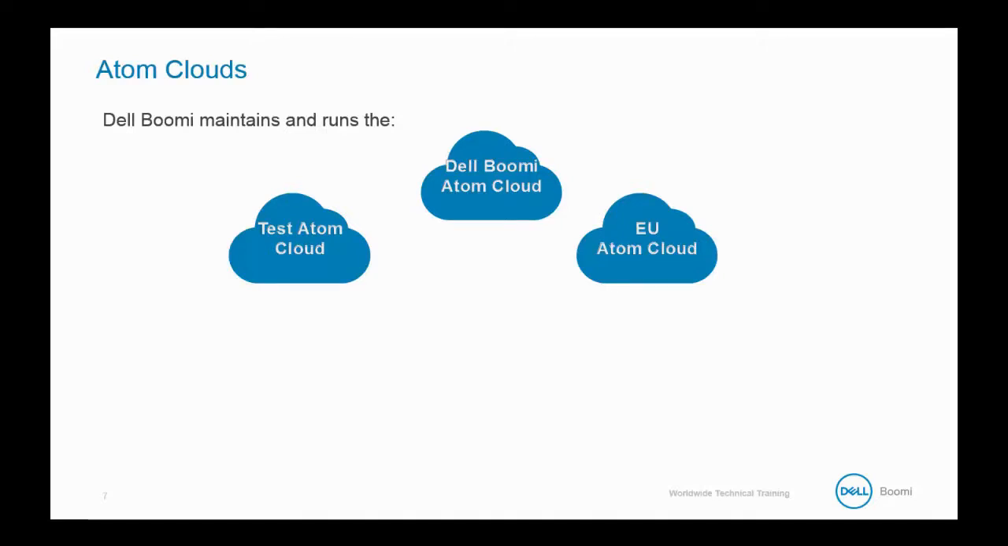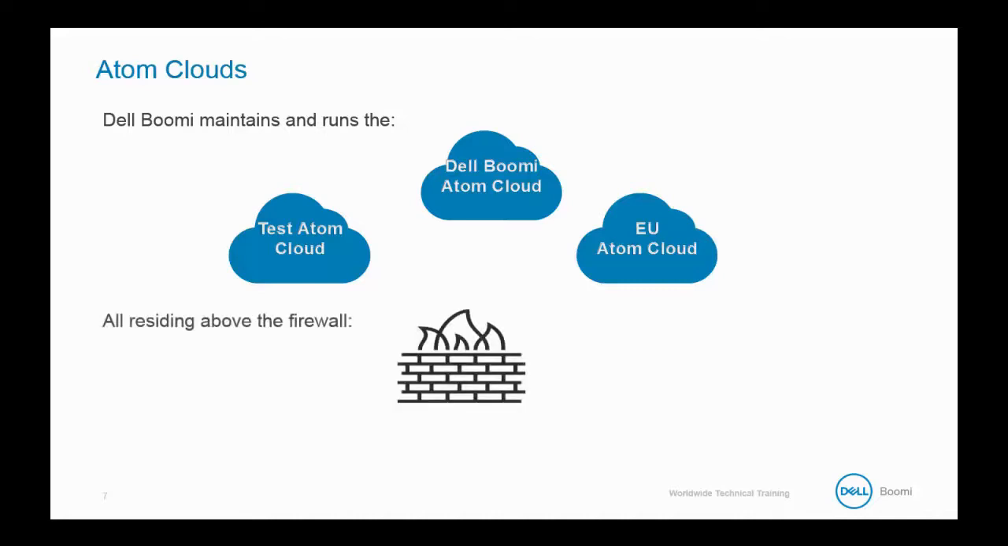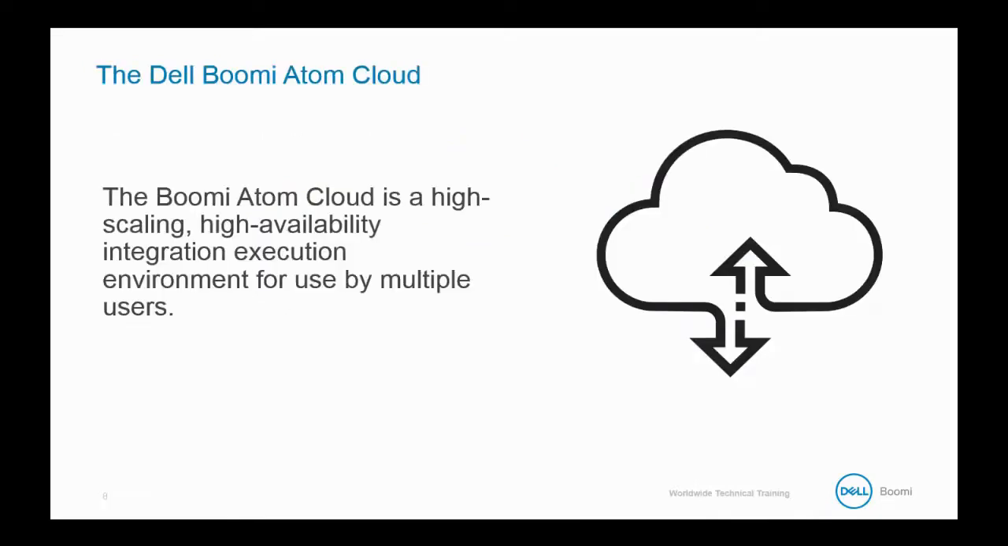All of your Atom Clouds live above the firewall, meaning you cannot connect to an application behind the firewall unless you open the firewall to the application. In this class, we're using the Dell Boomi Atom Cloud for our production environment. Let's take a moment to understand it.